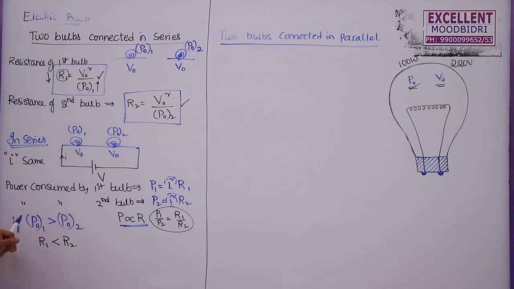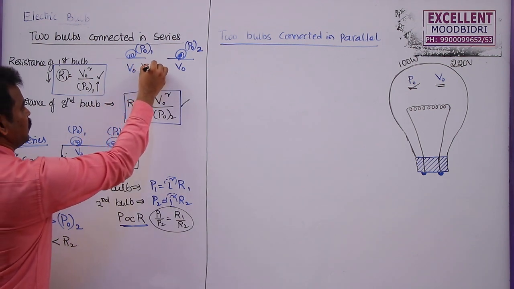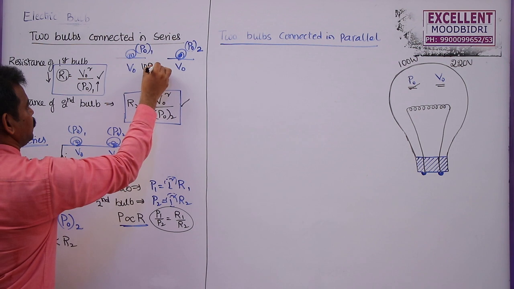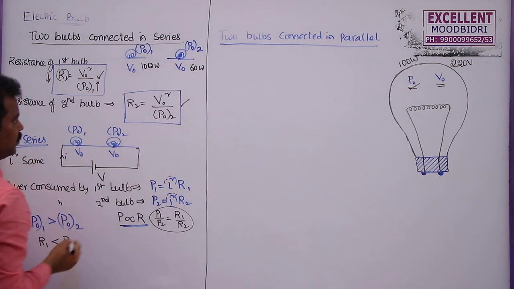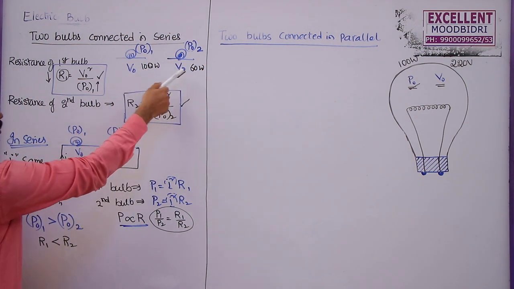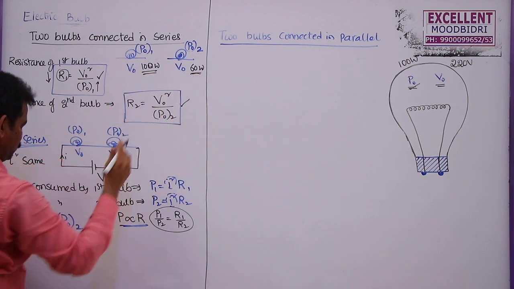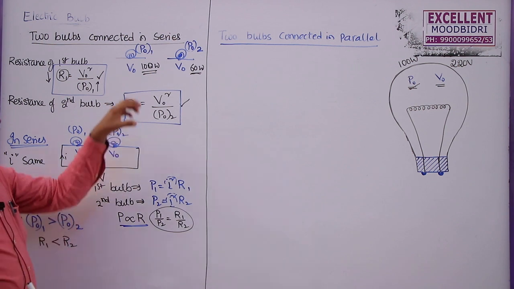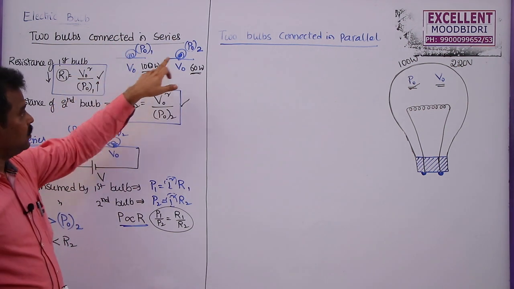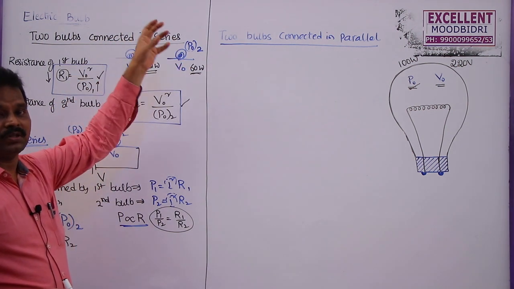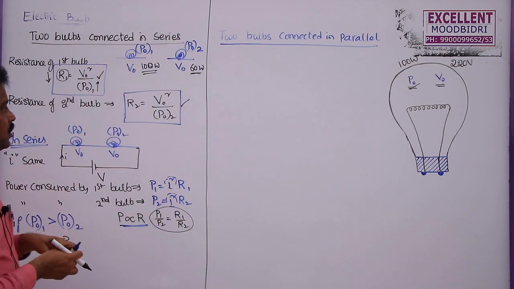If the power rating of the first bulb is greater than the second bulb, let us say this is a 100 watts bulb, this is a 60 watts bulb. These are the rated powers of these two bulbs. Here P01 is greater than P02. So automatically the resistance of this bulb must be less than this resistance. That means the other will have more resistance, that's why less current will flow, less brightness or less power.